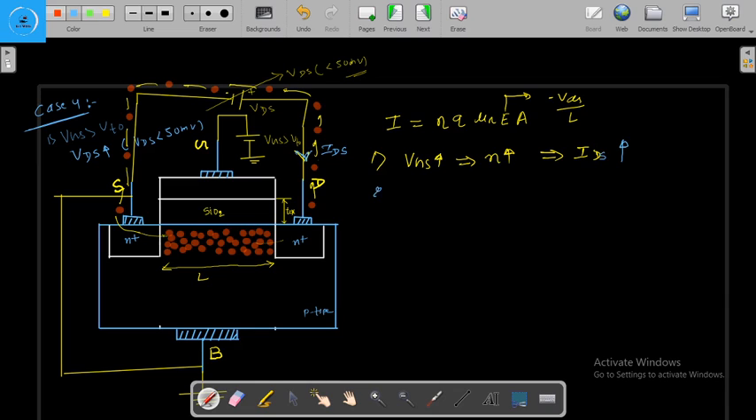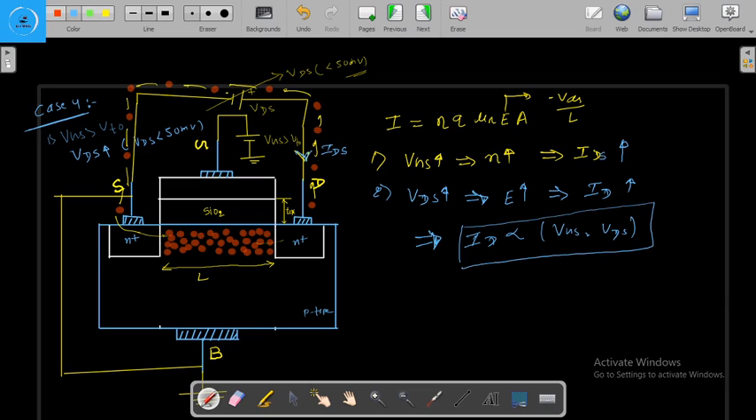Now our second case is when the VDS is increasing. See what happened when the VDS is increasing by a small amount. The electric field is increasing, because electric field equals VDS by L. Electric field is increasing, and due to this again the ID current is increasing. So we have seen here the drain current ID is a function of both the VGS and the VDS.